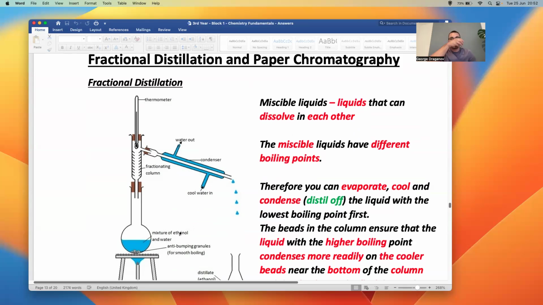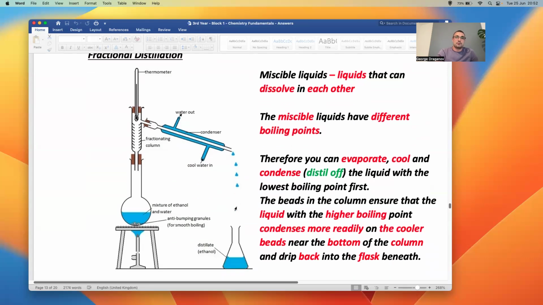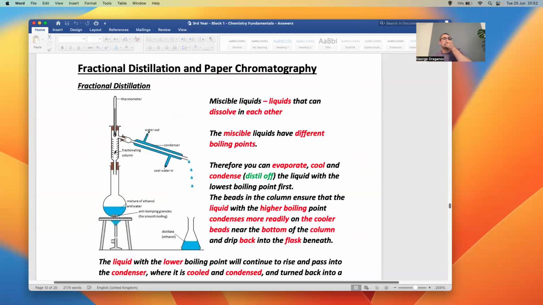So the difference here is that you have this extra thing called a fractionating column that was not present before in the previous equipment. The fractionating column is made of these glass beads. The beads increase the surface area. So what happens is, once again, you heat up your solution. These anti-bumping granules are used to prevent large bubbles. Now, as you heat this, the one with the lower boiling point will come off first.